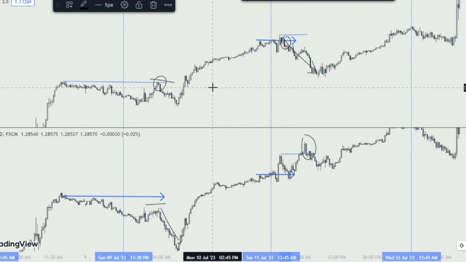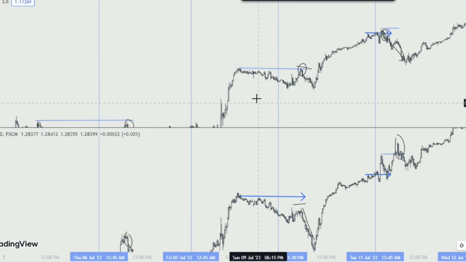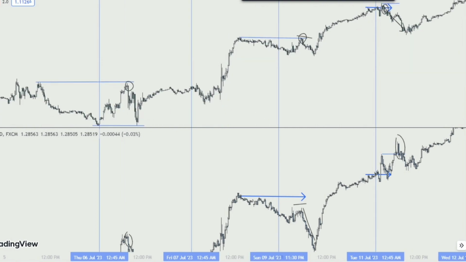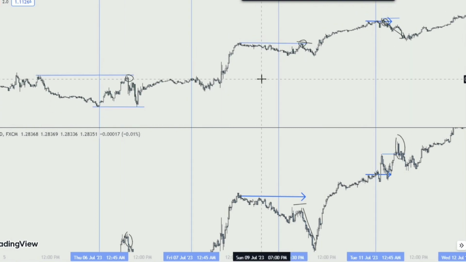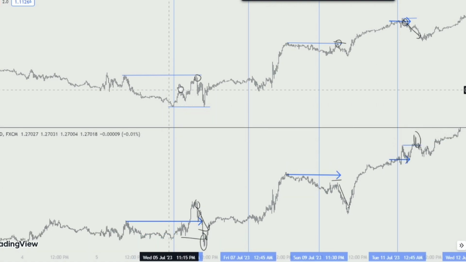So these were some examples of the liquidity sweep. You have to compare the correlated pairs to make sure the liquidity trading works for you. You have to compare this. If you don't compare them, you cannot trade using the liquidity. The real liquidity resides where one of the pairs sweeps the high or the low and the other pair doesn't.